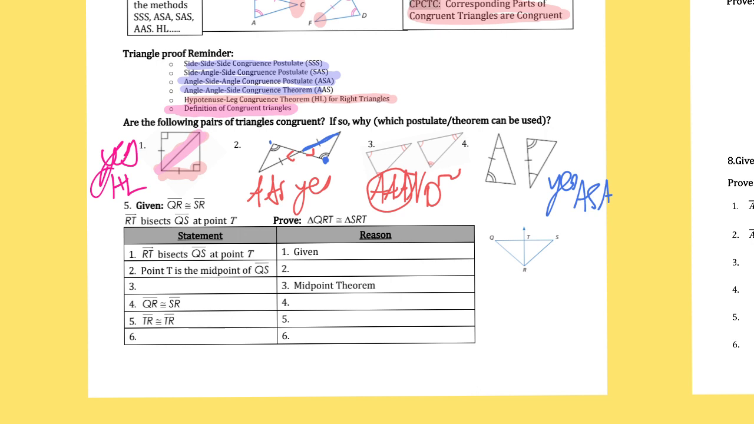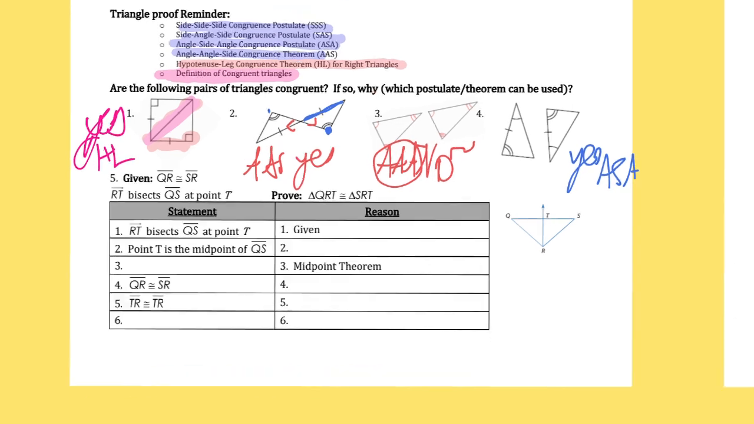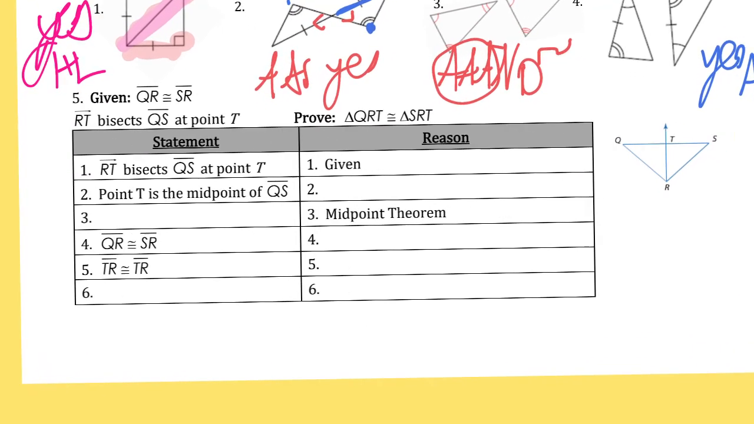Okay, so let's do a proof, okay? Here we go. Let's write down what we know. We know that QR and SR are going to be congruent to each other. So QR, I'm going to use a highlighter to show that. So QR and SR are going to be congruent. Okay, that's going to be given.